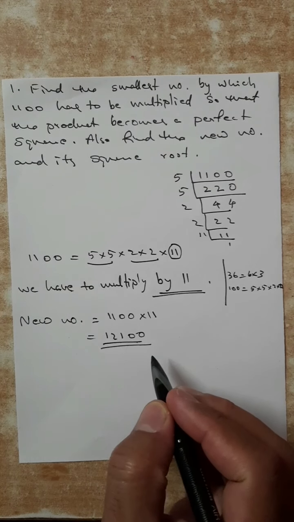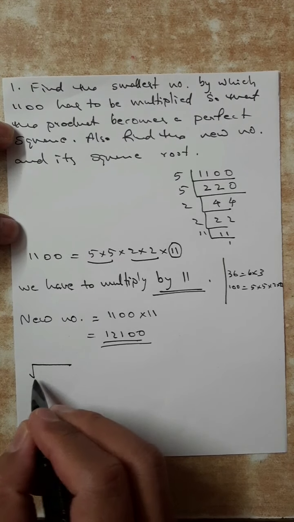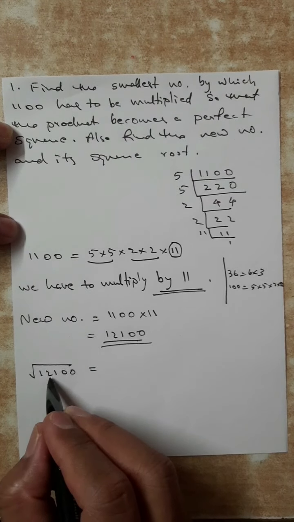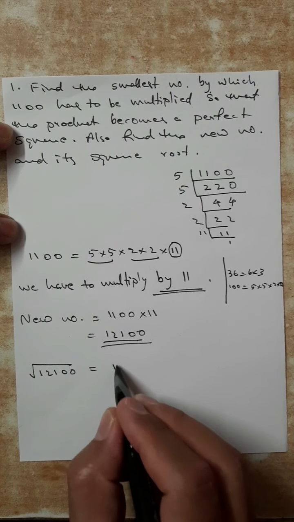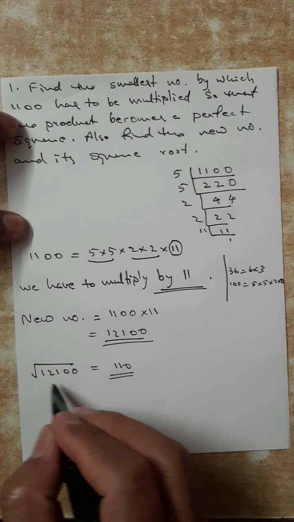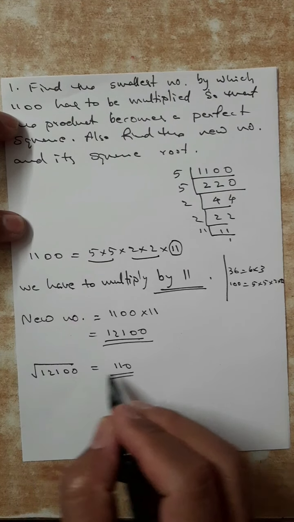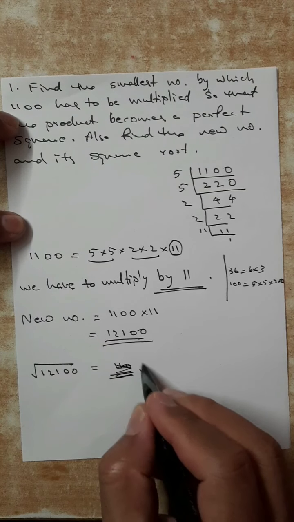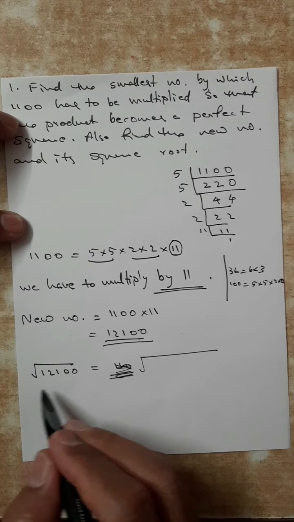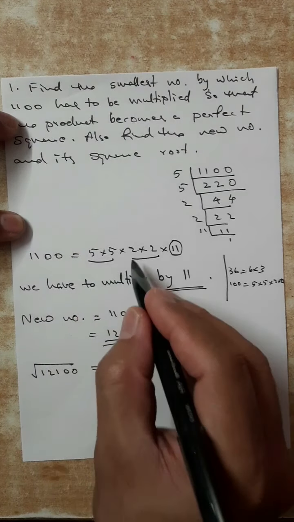We have to find the square root. Square root of 12100 equals 121 means 11, and two 0s means 10. But if it is a big, complicated number and I don't know the answer directly, what can we do? We will do it like this. Prime factorization, again, you need not do it for this number, no need because it is already done.